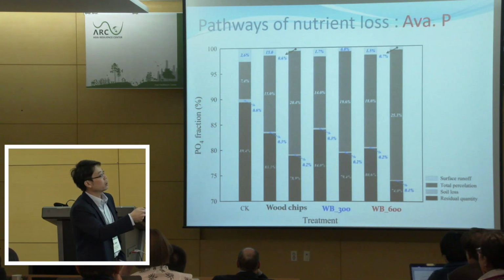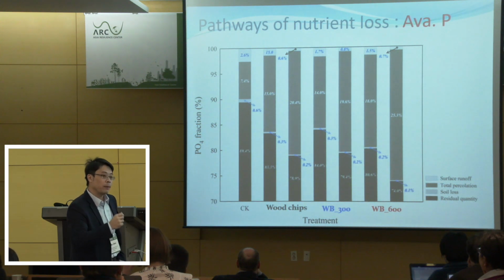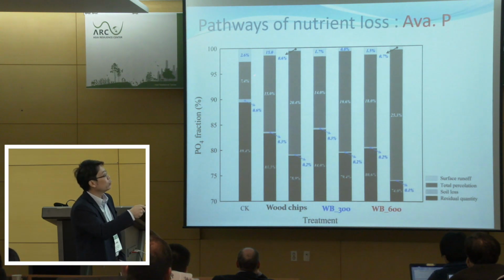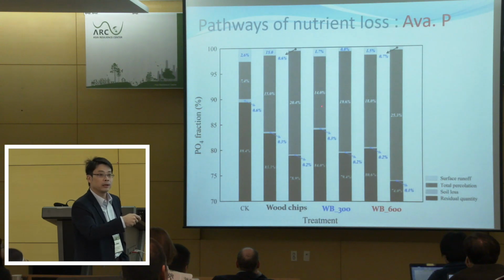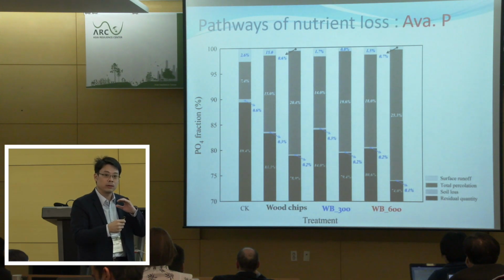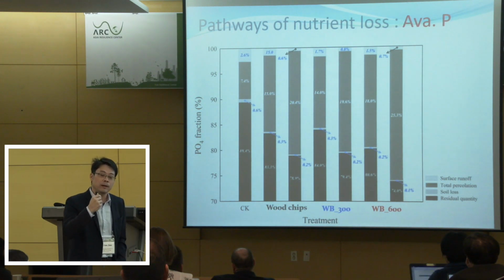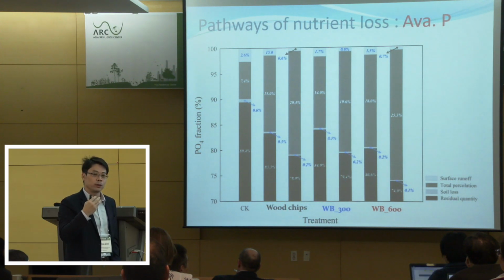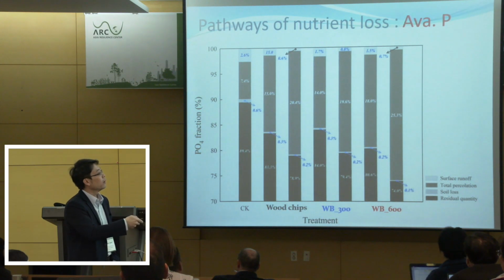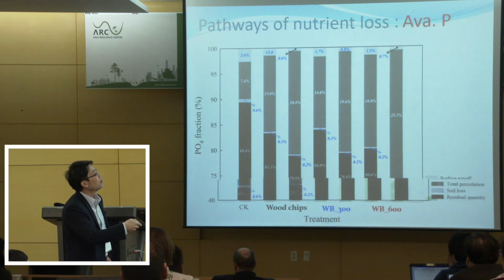For the phosphorus, if you use the biochar in the soil, you can reduce the runoff, but you will find the leaching losses are increasing for the phosphorus. That means if you use biochar in slope land, maybe you get potential pollution from phosphorus through the leaching, because the leaching pathways increase.